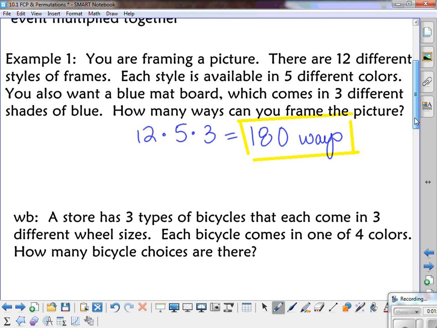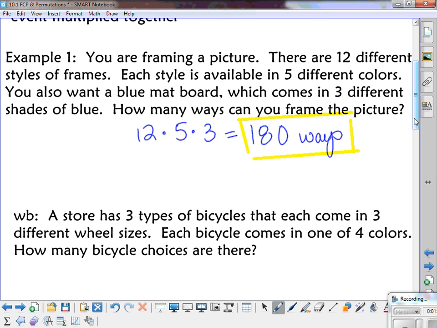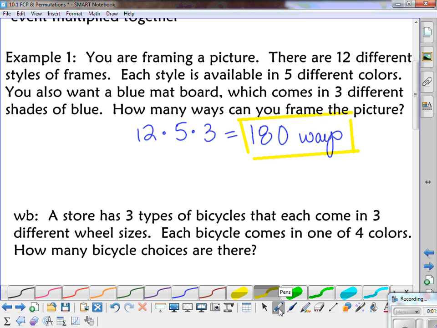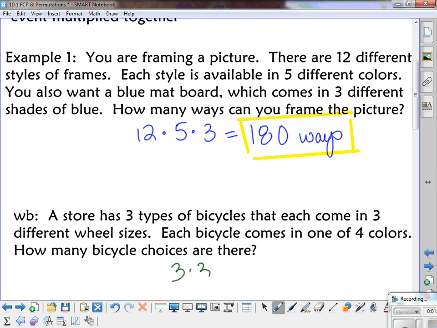All right, so if you had a problem like this, where a store has 3 kinds of bicycles in 3 wheel sizes and 4 colors, how many bike choices are there? Yeah, 36. You guys don't even really need to take the time to do that on your whiteboards. So you just do 3 times 3 times 4.